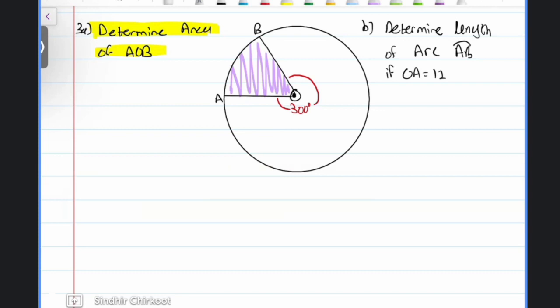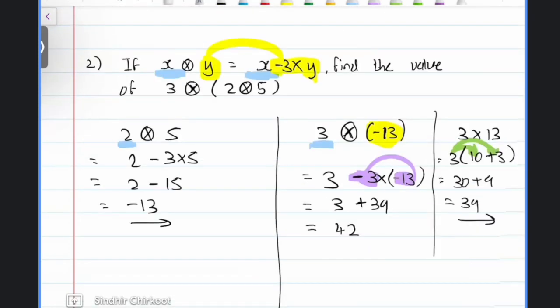Oh, okay. Let me just go back up and explain something. Guys, please note that this x here is not an x. This is multiplication. So don't put it as x.